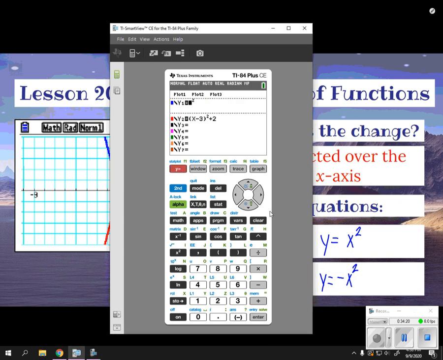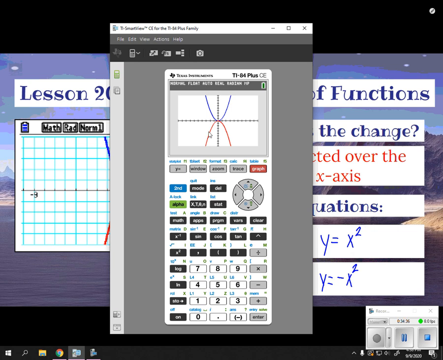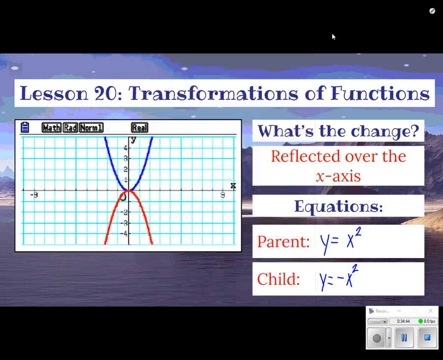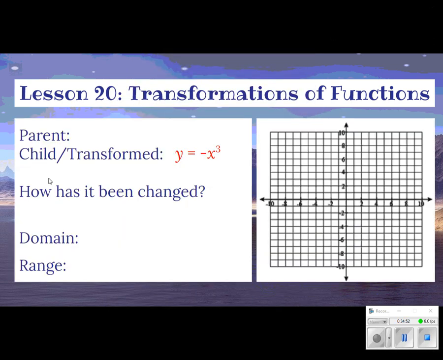All right, let's look at this on the calculator. I already got x squared in there. I'm going to clear that out, and I'm going to type in negative x squared. So I just put a negative in front of my x squared. Graph it, and there's my parent function, and there's my reflected or flipped function with a negative in front of it. So you want to flip something upside down? Throw a negative in front of it.